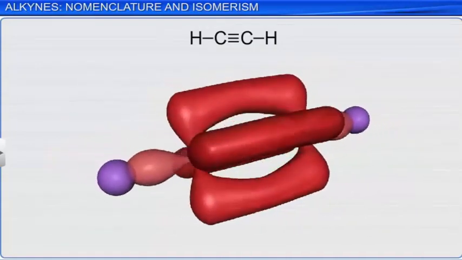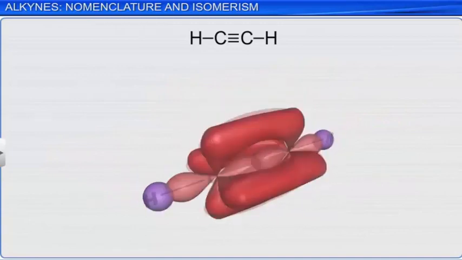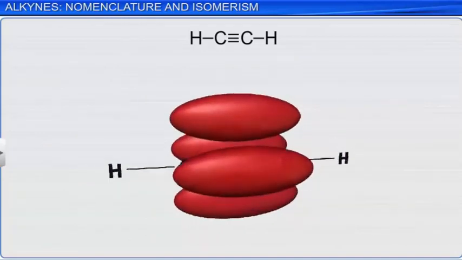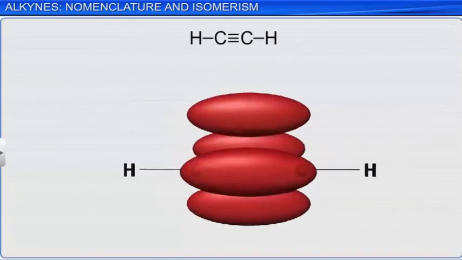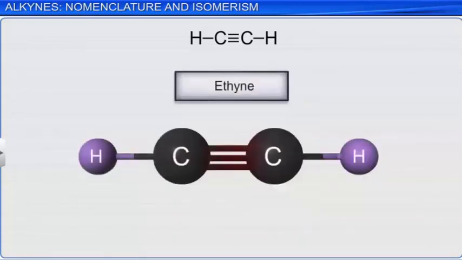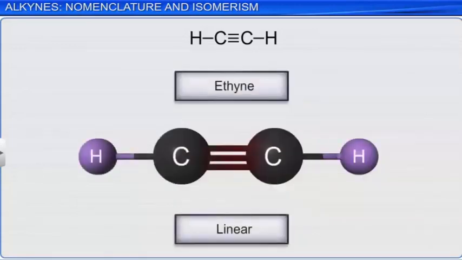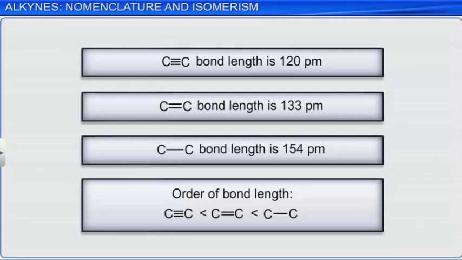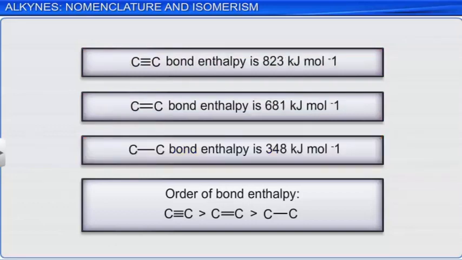The electron cloud between two carbon atoms is cylindrically symmetrical about the internuclear axis. Therefore, the shape of ethyne molecule is linear. The carbon-carbon triple bond is shorter than carbon-carbon double or single bond. As the triple bond is shorter, it is stronger compared to single and double bonds.